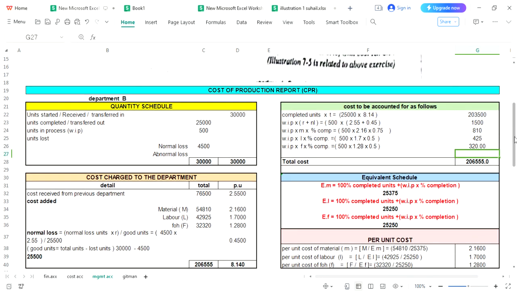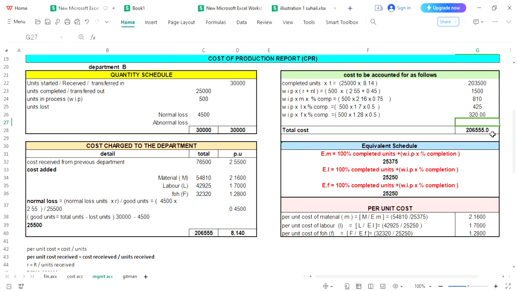The main purpose of calculation of this cost was what? You were supposed to match this cost with the total of cost charged to the department. Cost charged to the department total is 206,555, and total of cost to be accounted for is also 206,555. So this way our cost is also matched, and our per unit cost answer is also matched with the book. The answer of normal loss is also matched with the book. In this way we have completed this question.